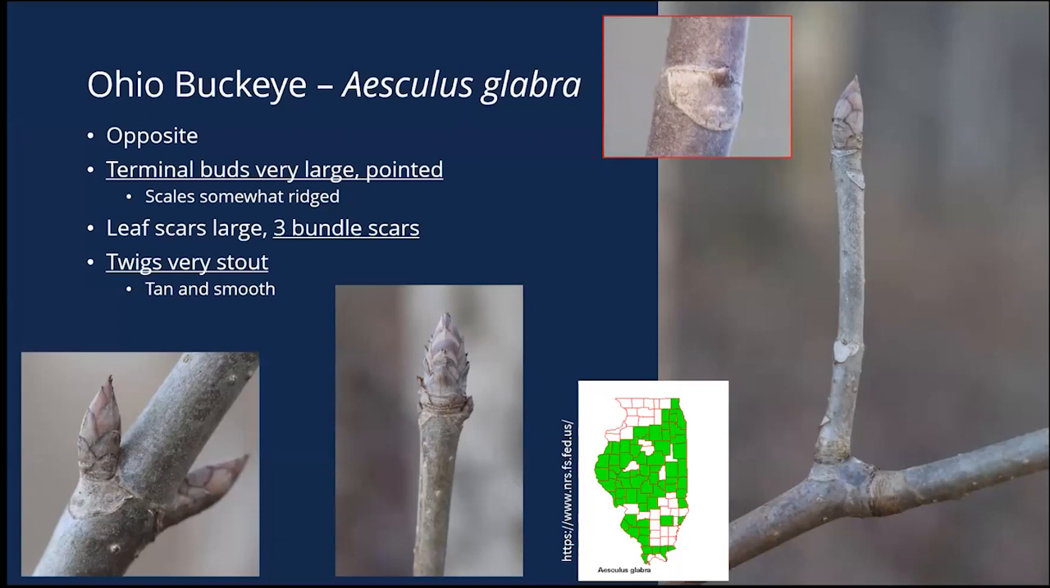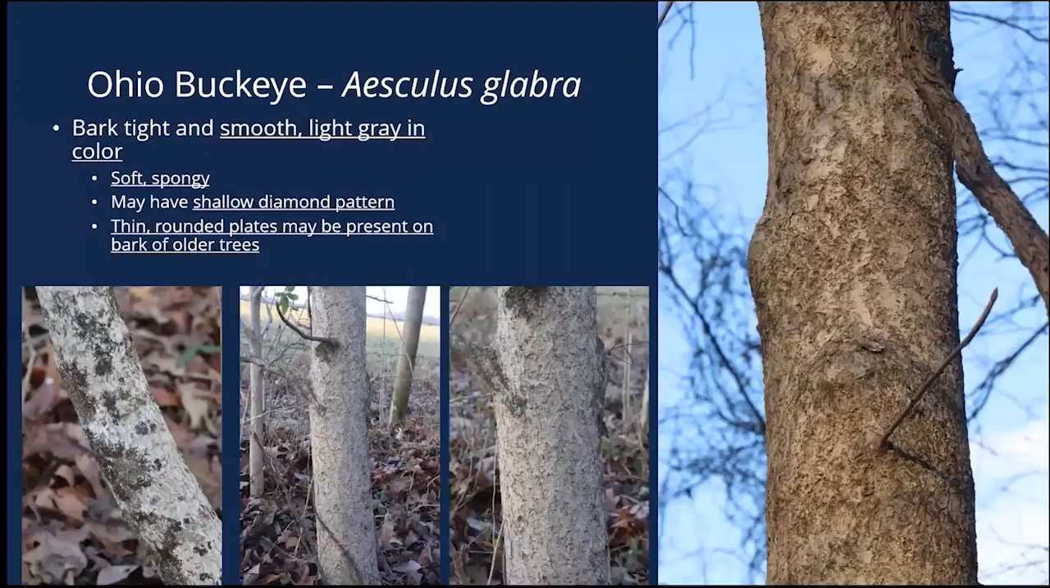Those really, really big buds and thick, thick twigs jump out, make this really easy to identify even at a young stage. The bark is tight, smooth, light gray or light brown in color. It's often soft and spongy, so you can kind of stick your thumbnail into it. They may develop a shallow diamond pattern to the bark as well. As it gets older, you may get some thin, rounded plates that form on it as well. But overall, it's going to be tight, fairly smooth, soft bark, and light-colored bark for Ohio Buckeye.